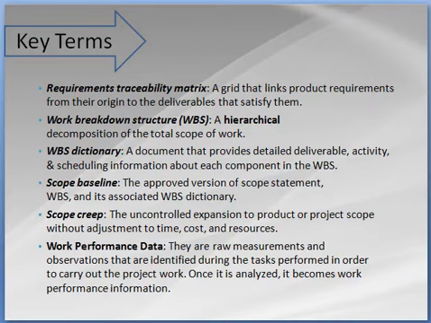The key terms which will be used in this presentation are: requirement traceability matrix, a grid that links product requirements from their origin to the deliverables that satisfy them. Work breakdown structure, a hierarchical decomposition of the total scope of work. WBS dictionary, a document that provides detailed deliverable, activity and scheduling information about each component in the WBS.